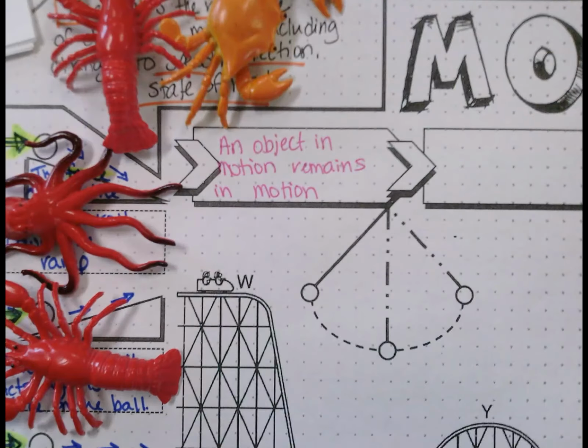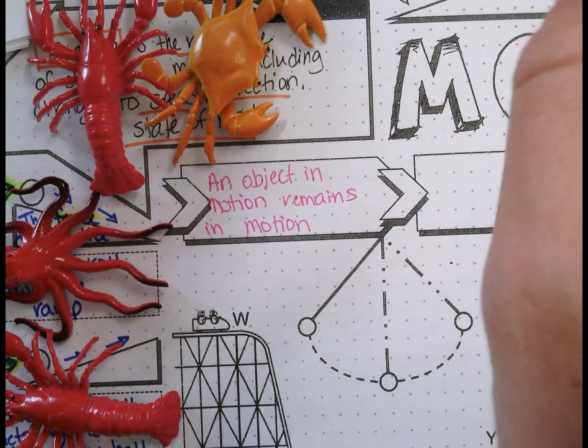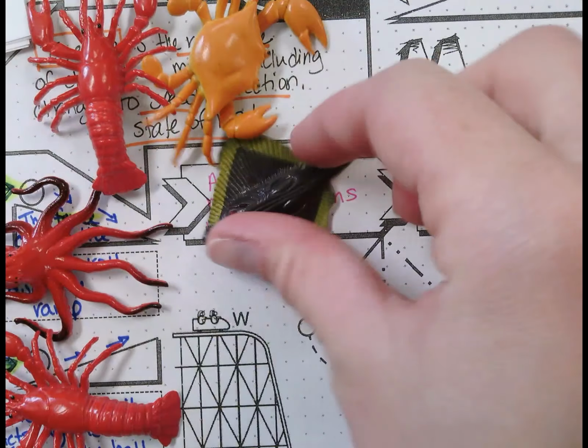And just something you guys should be pretty much aware of. If an object is in motion, it wants to stay in motion, which is why if you're in a car and the car all of a sudden comes to a stop, your body continues moving forward, because an object in motion wants to stay in motion.